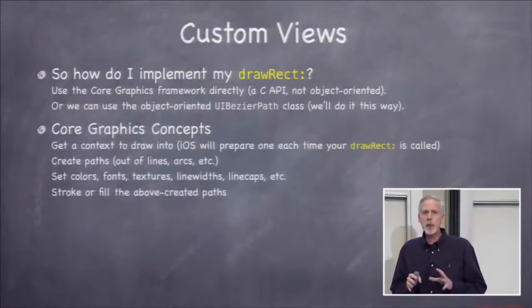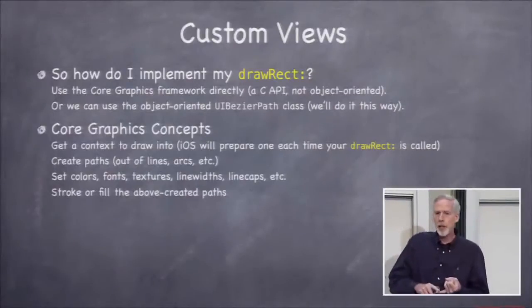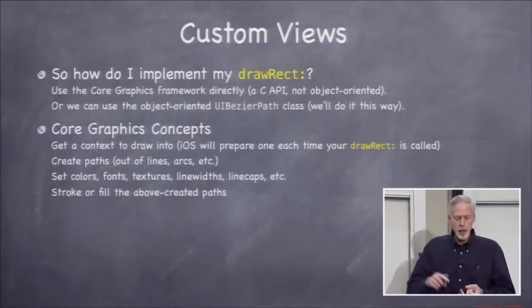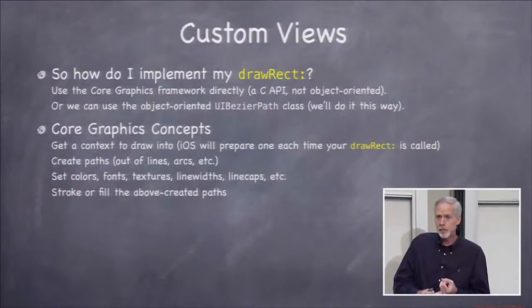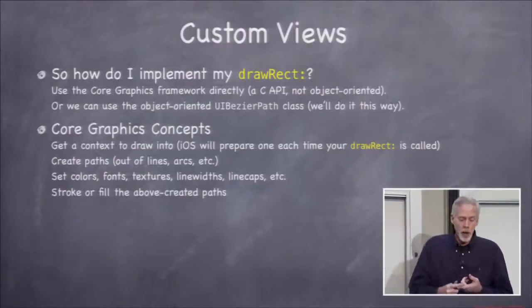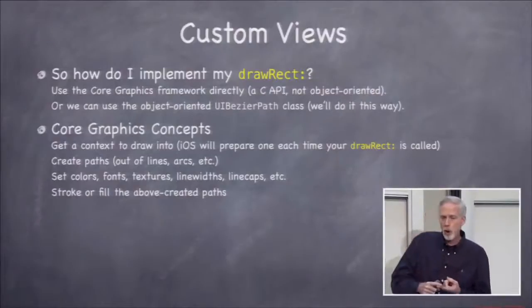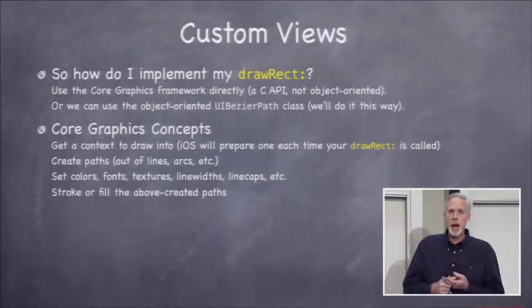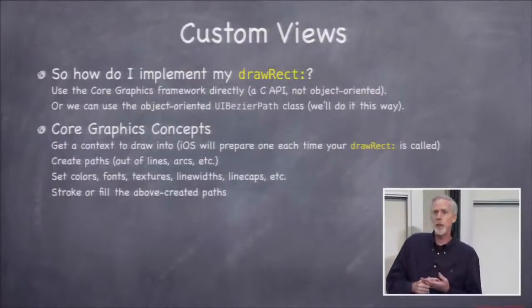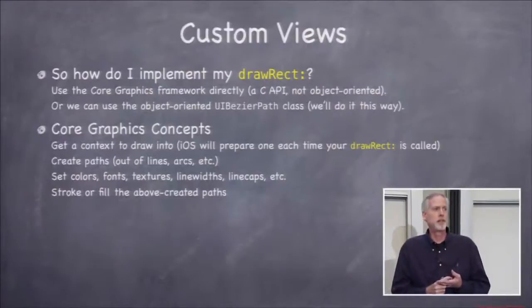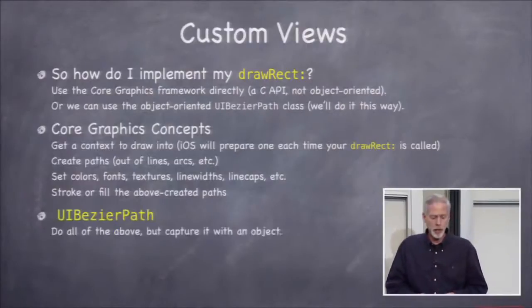To understand these, we need to understand a little bit about how Core Graphics thinks, and it thinks in the following four-step process. You've got to have a context to draw in. You've got to create paths, triangles, squares, whatever, rounded rects, whatever it might be. Then you set the colors and the fonts you want to use and line widths and all that stuff, and then you stroke or fill the paths that you created. This is the fundamental way Core Graphics goes. Okay, so let's talk about all those things.